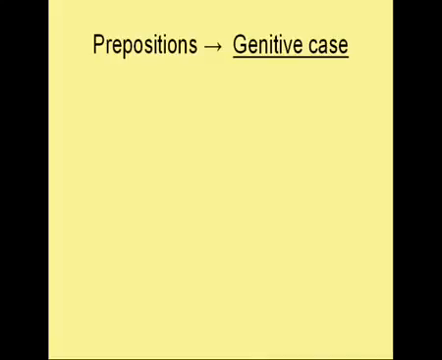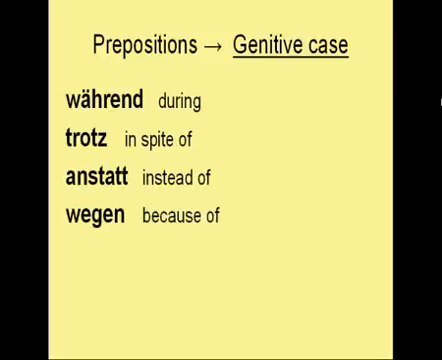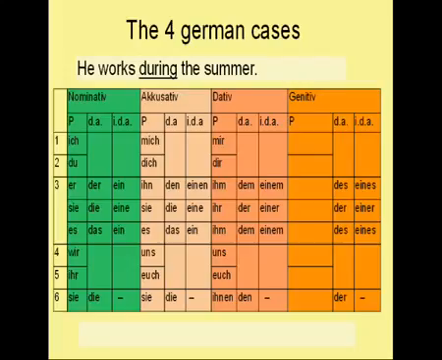These are the prepositions that are followed by the genitive case. Während, during. Trotz, in spite of. Anstatt, instead of. Wegen, because of. Here an example.